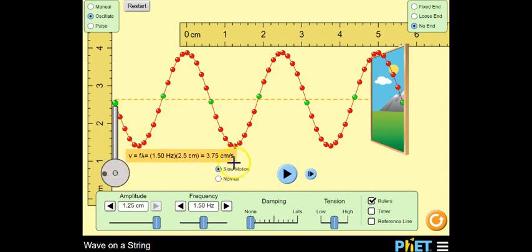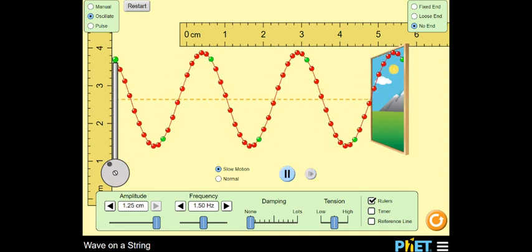So over here I have a little calculation showing the velocity equals frequency times wavelength. The frequency is shown here at 1.5 hertz. The wavelength is 2.5 centimeters, and that gives us an answer of 3.75 centimeters per second, which was pretty close to our previous answer. So what would happen if I changed the frequency of this wave?